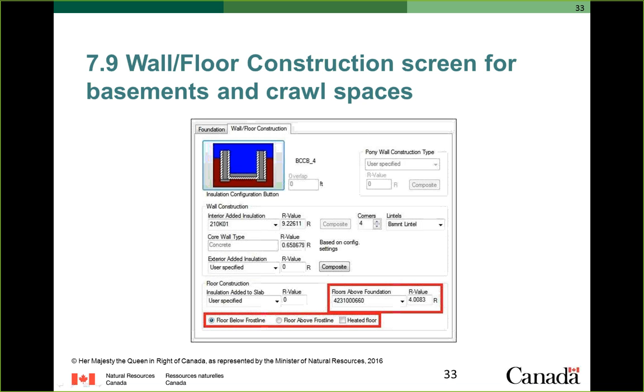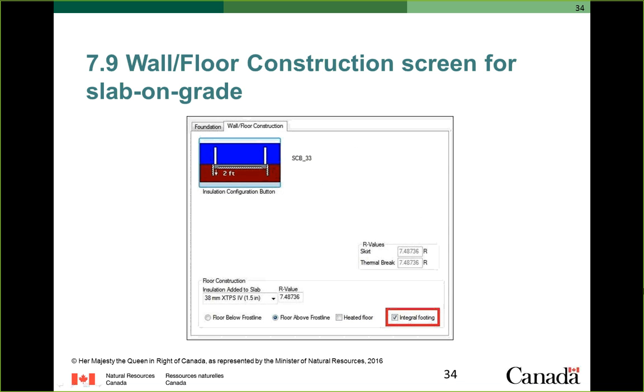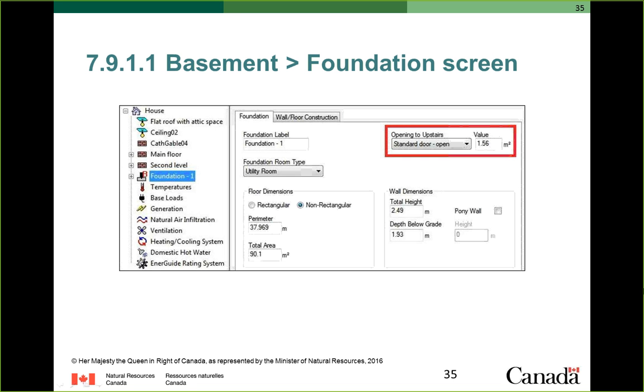Slab on grade also has an integral footing checkbox. Checkmark the integral footing box when it applies. Note that all 4 of these new fields only impact the reference house. When modeling a basement, always select Standard Door Open from the Opening to Upstairs drop-down menu.